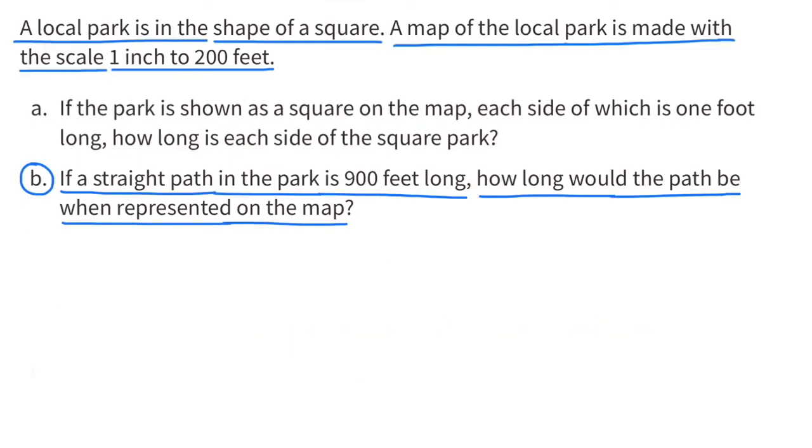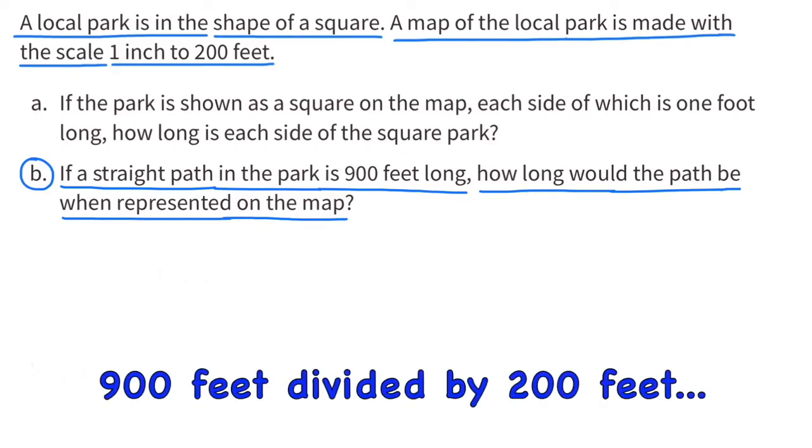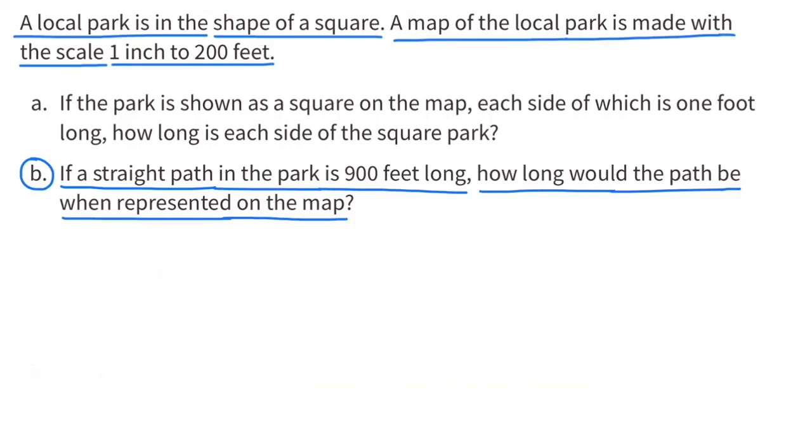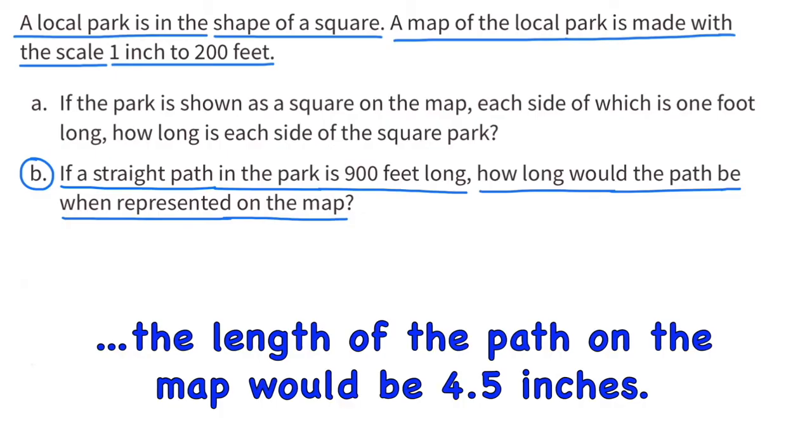B. If a straight path in the park is 900 feet long, how long would the path be when represented on the map? 900 feet divided by 200 feet equals 4.5. The length of the path on the map would be 4 5/10 inches, or 4.5 inches.